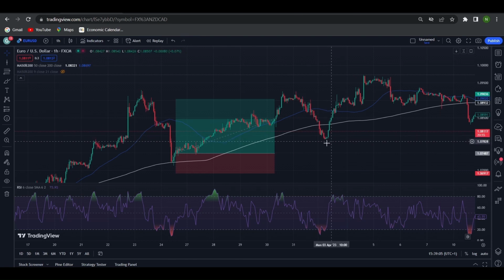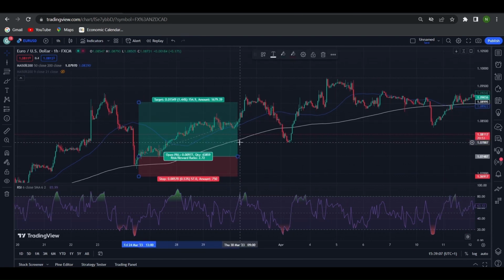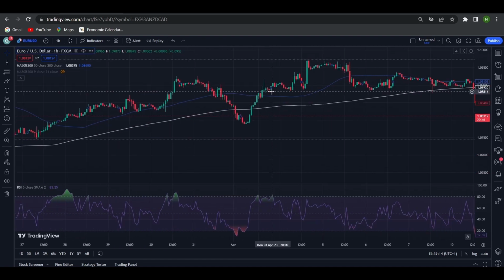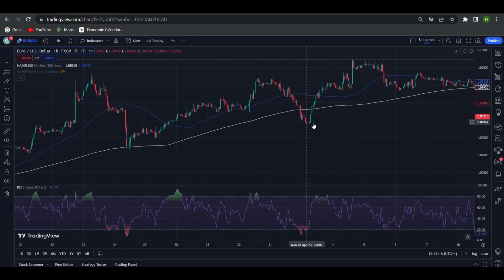We can see after we get the trade, eventually this hits our take profit. Then let's get rid of that, and you can see price again retraced afterwards onto this point right here. And what happens if it drops beneath the 200? Is that a problem? Do we still get the trade?